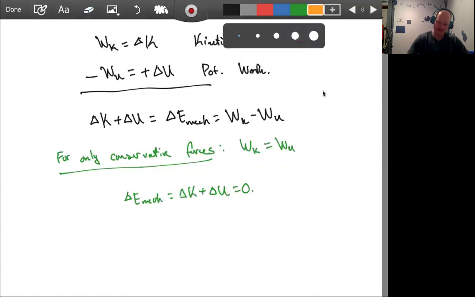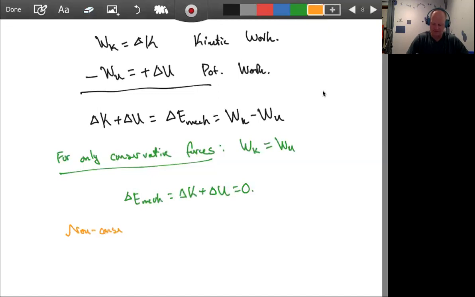However, if we have non-conservative forces associated with this as well, for example friction, what happens in this case is that the work done by kinetic energy will not be the same as the work done by the potential.